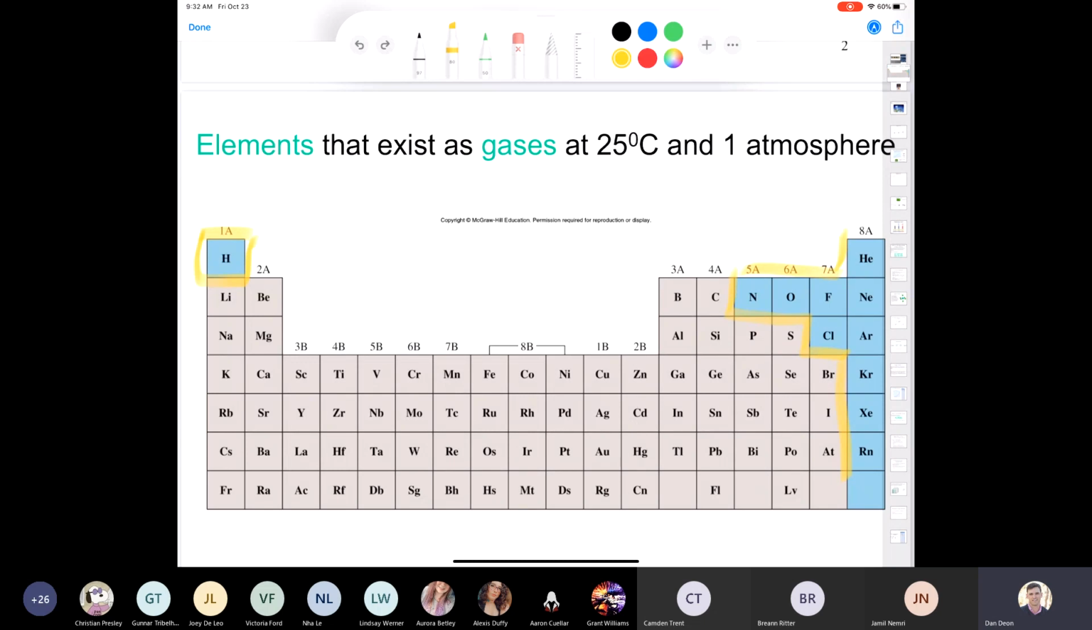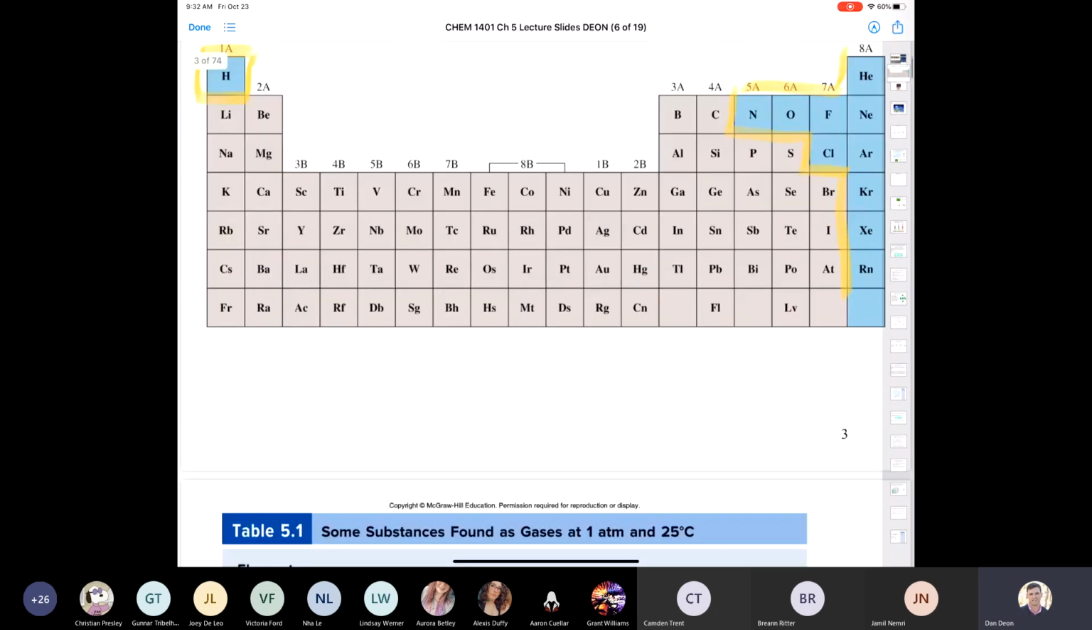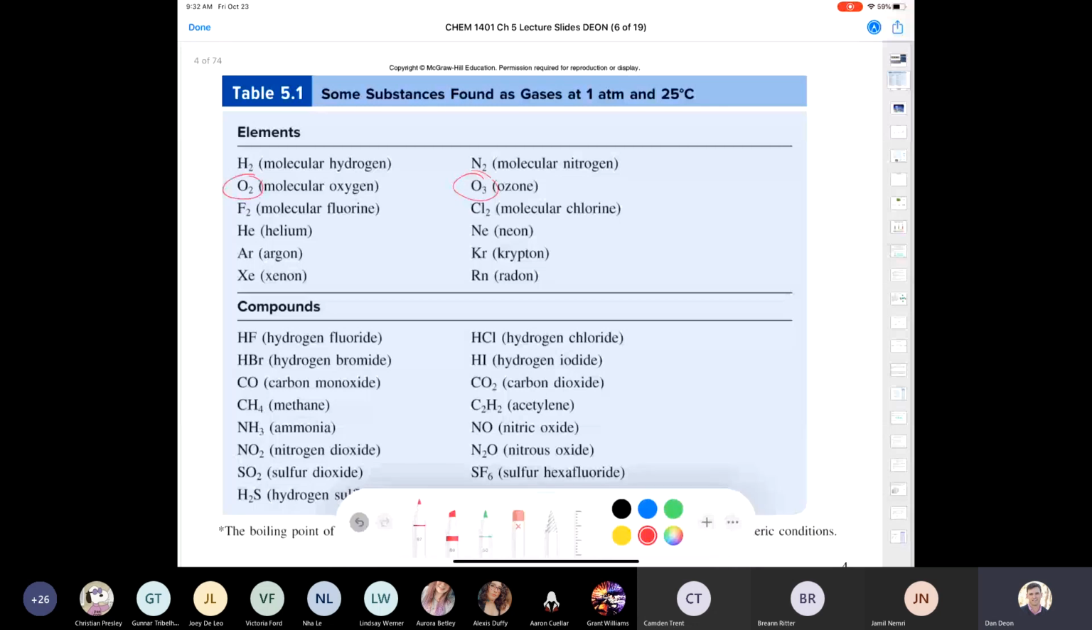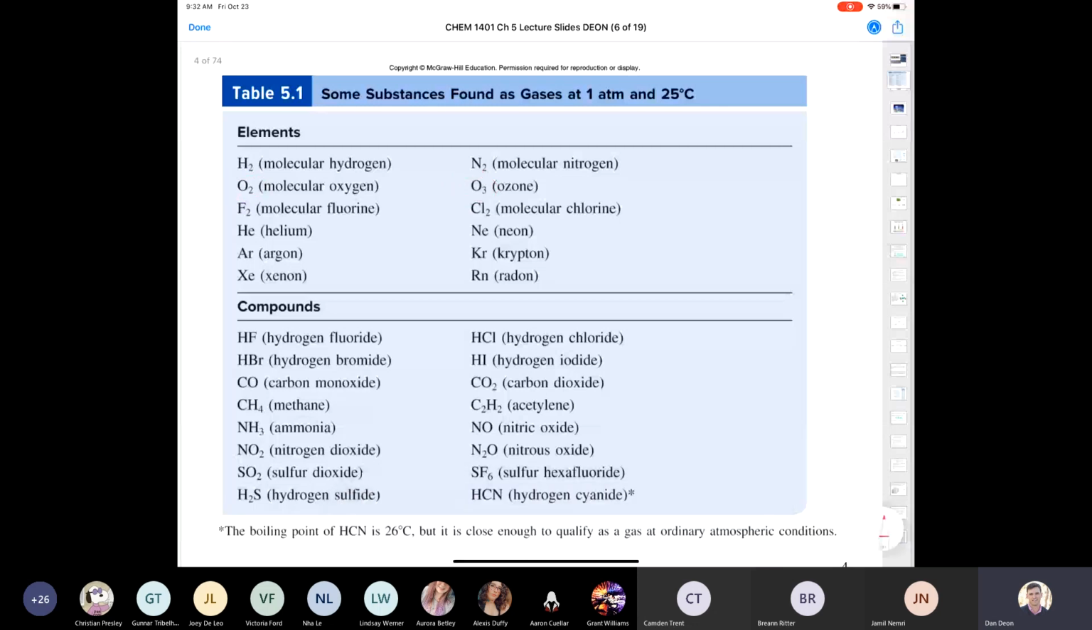Now, what about compounds that are gases? This next slide summarizes substances that are found as gases at 1 atmosphere pressure and at 25 degrees Celsius. Again, here are the elements, the noble gases. And then we also have ozone thrown in there as well. Ozone is an allotrope of oxygen. Molecular oxygen is O2, and then of course ozone is O3. And we discussed that when we talked about heats of formation of substances in the last chapter.